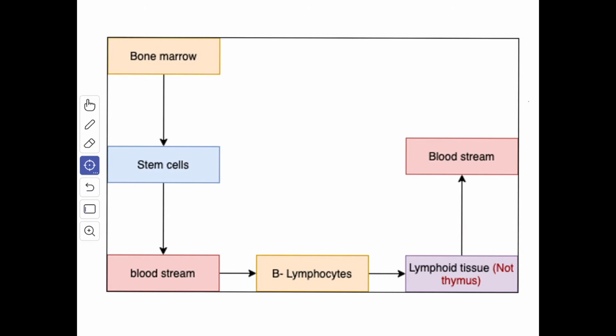Next we'll see about the B lymphocytes. The lymphocytes of a second group, arising from the stem cells in the bone marrow, enter into the bloodstream, but they do not go to the thymus. They go directly to the lymphoid tissues other than the thymus. Such lymphocytes are called the B lymphocytes, and B stands for bursa of Fabricius.